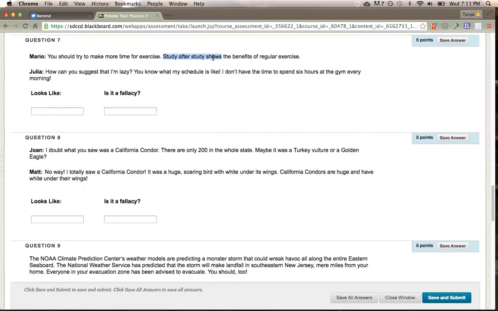When we reconstruct this argument in standard form, if you were going to, you wouldn't include this, just exercise, regular exercise has benefits. And if you want support for that, actually go, find the studies. But for now, we'll just take that. That's the reason. And then you should make more time for exercise. It's the conclusion. Now, Julia is responding to Mario's argument.